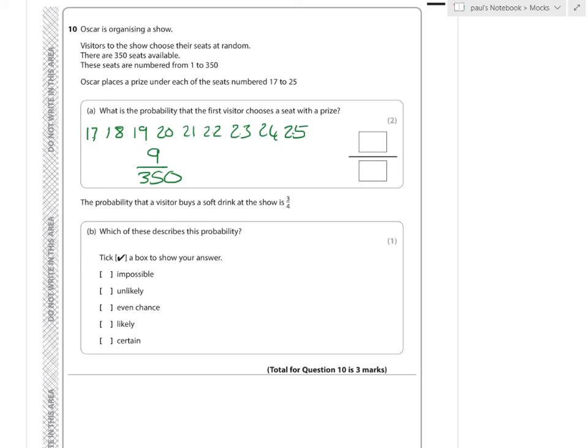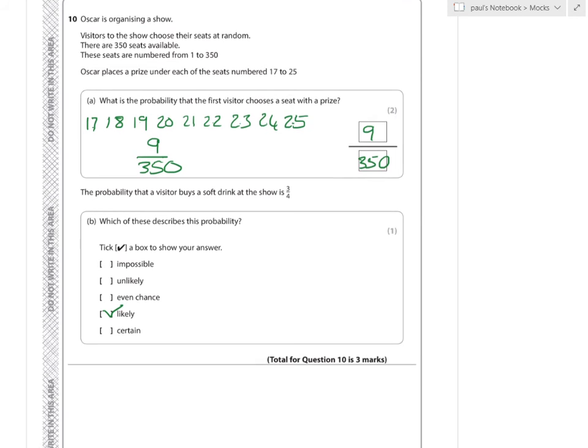Let's go down to, this is question 10. So we can't do, that doesn't divide by 3, does it? So it's going to have to be 9 out of 350. Can't simplify it. The probability that Visa buys a soft drink at the show is 3/4. Which of these describe the probability? Yeah, it's quite likely. Quite likely, 3/4.